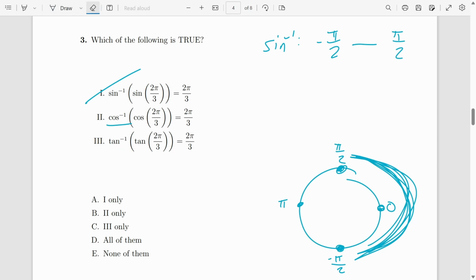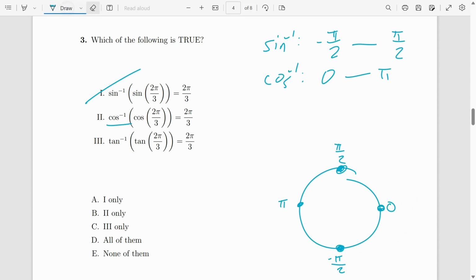Now what about 2 for cosine? So cosine is from 0 to pi. So it is this arc right here. And hey, 2 pi over 3, which was right there, that is within that arc, which means that if we plug in 2 pi over 3 into cosine and then do the inverse cosine, we will get back 2 pi over 3 instead of a different angle.